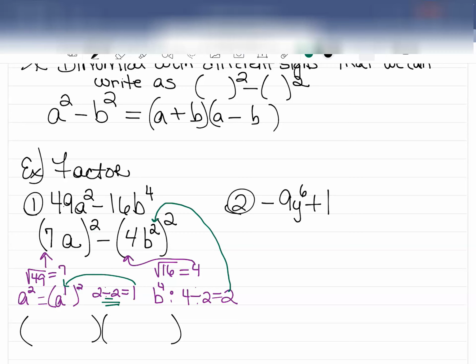7a was being squared up front, so I write a 7a in the front of both of them. 4b squared is what's being squared in the back. I write a 4b squared in the back of both of them. Then I alternate my signs.